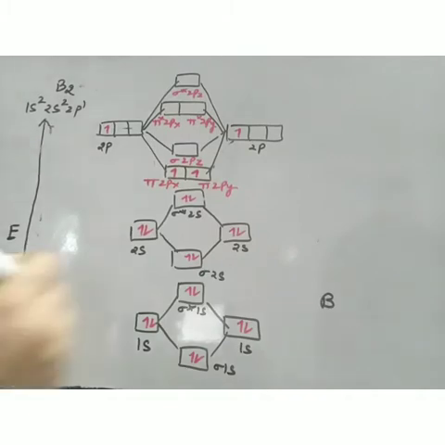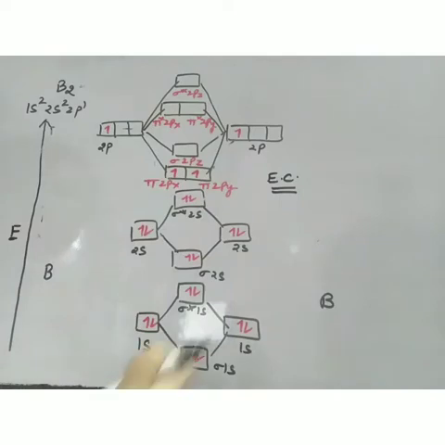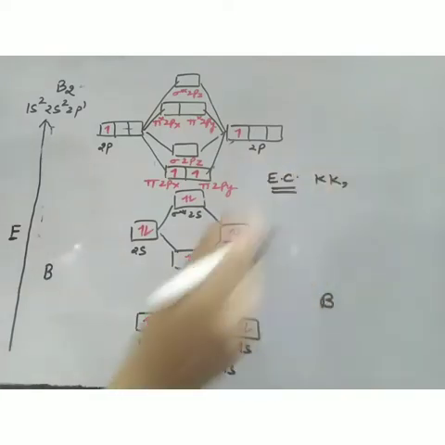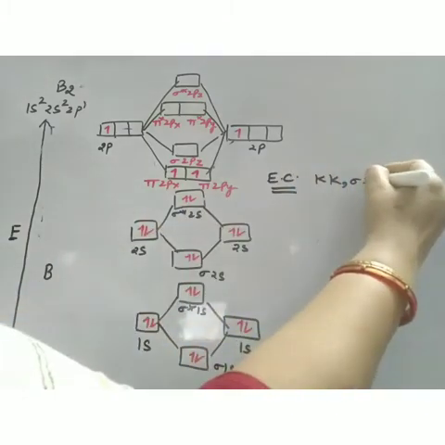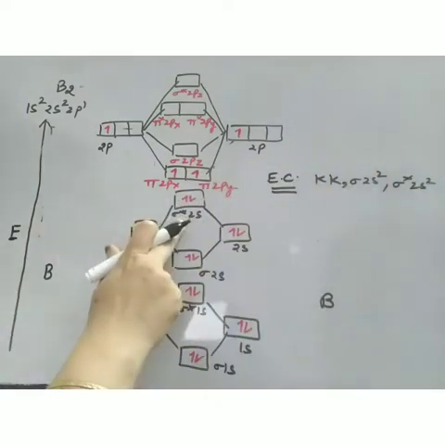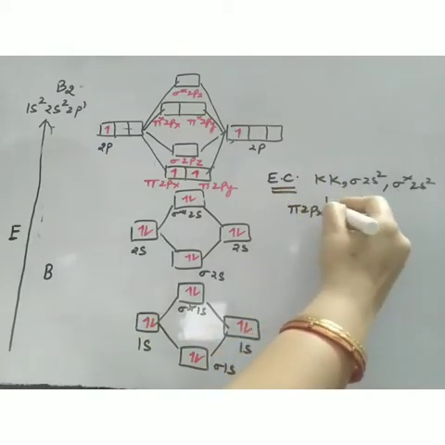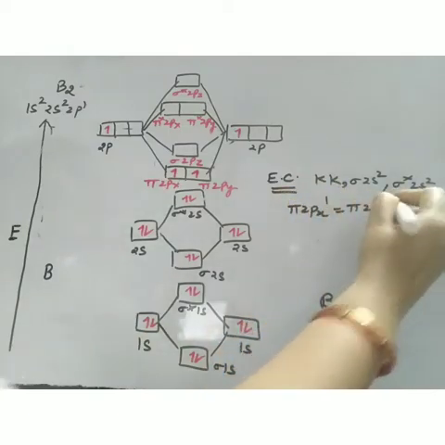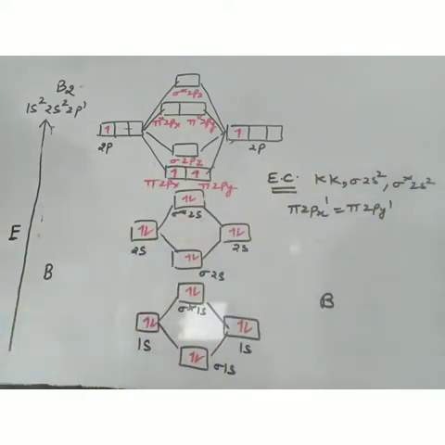So we'll write the electronic configuration. Now how to write? For this I can write KK, because this configuration is of helium, that is the 1s shell, the first shell is fully filled. Then sigma 2s2, then sigma star 2s2. Now it is done. Now pi 2px is having 1 electron equal to pi 2py is having 1 electron. Now why is this equal to sign there? Because in others a comma is there. Here the equal to sign is there because the 2 orbitals are of the same energy.